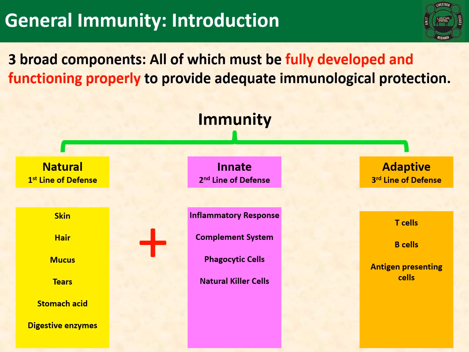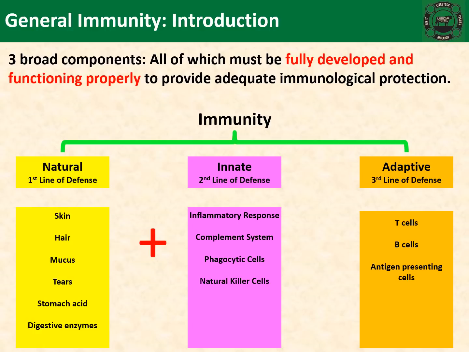As depicted in this slide, the immune system is generally broken down into three broad categories, which are natural immunity, innate immunity, and adaptive immunity. Natural immunity primarily refers to the physical barriers of the body, such as skin, hair, mucus, tears, our stomach acid, and digestive enzymes. The innate immune system primarily refers to the inflammatory response and associated immunological non-specific cellular activity associated with phagocytosis and natural killer cell activity.